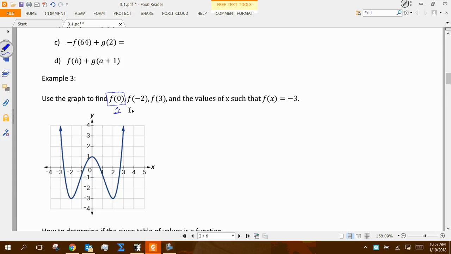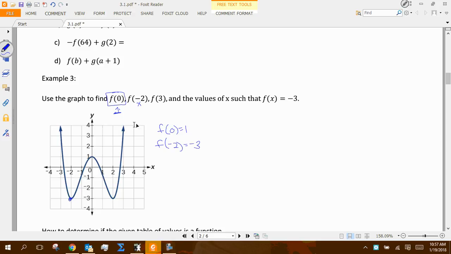Here, if we're looking at f of negative 2, okay, so our x value is negative 2, so I go to negative 2. What is the y value that is graphed here with negative 2? And that y value is negative 3. So do it this way, f of 0 was 1, f of negative 2 is negative 3.